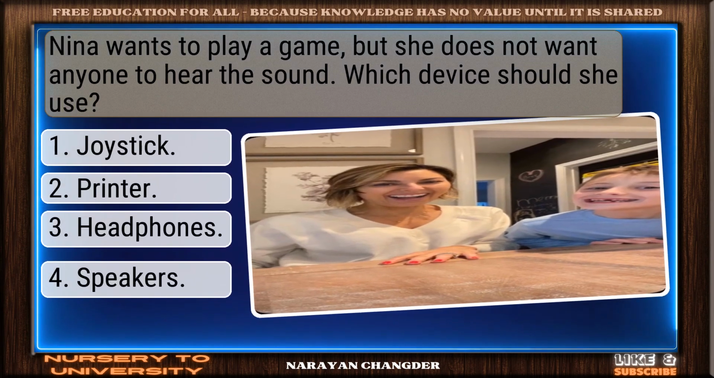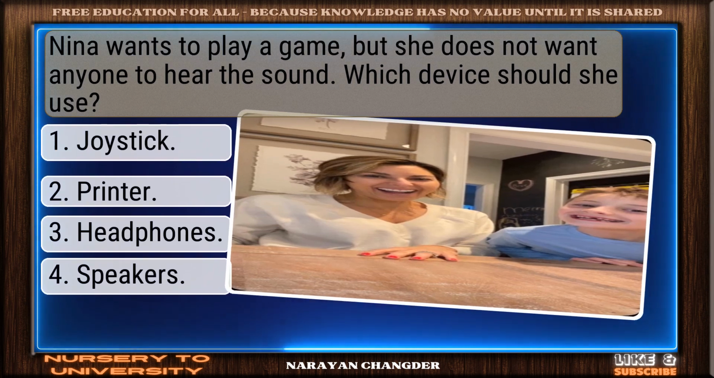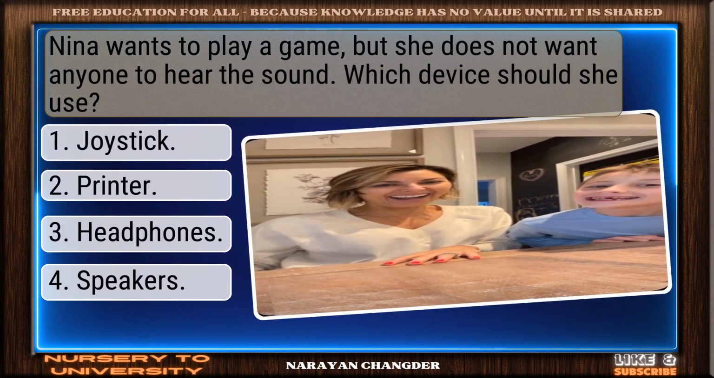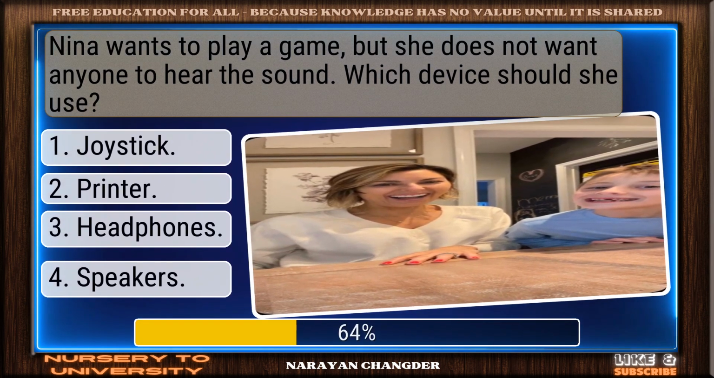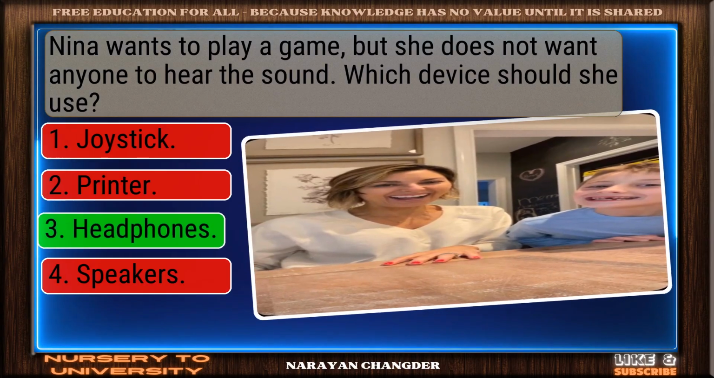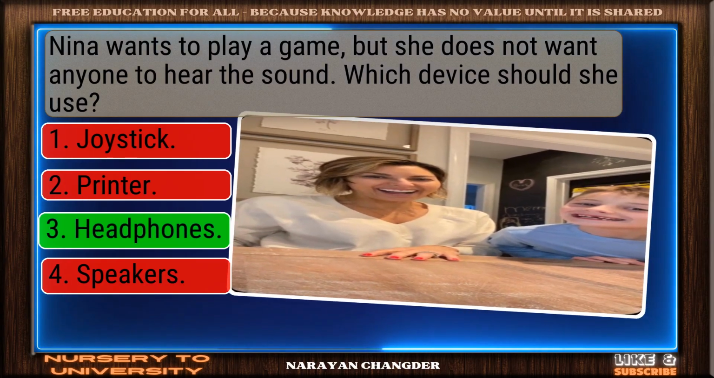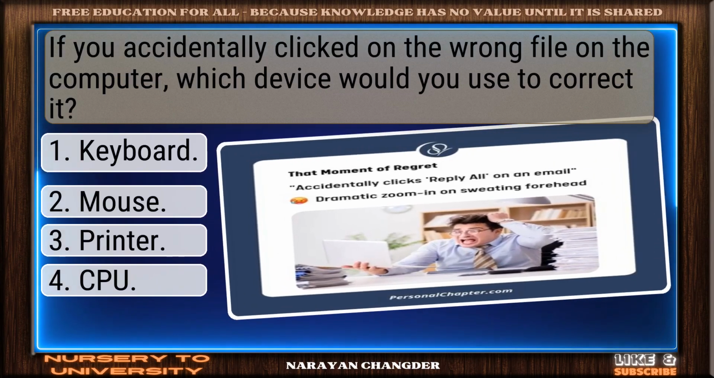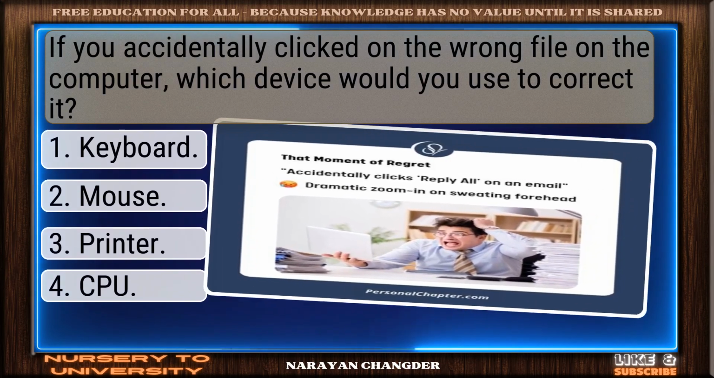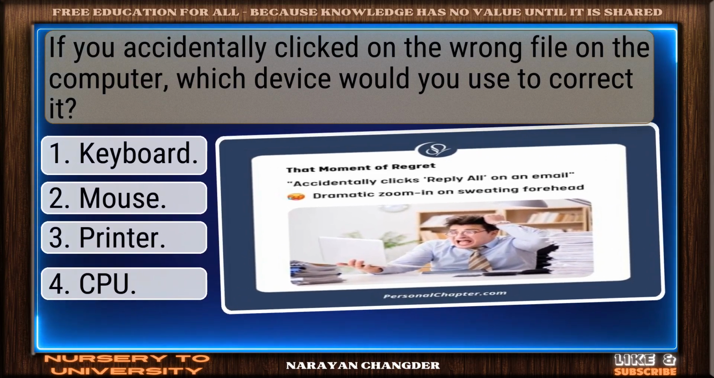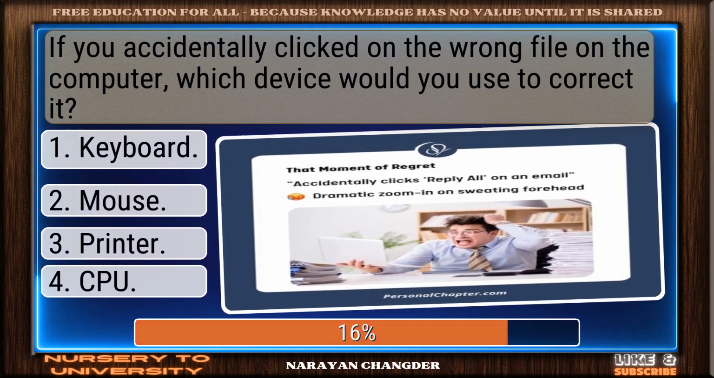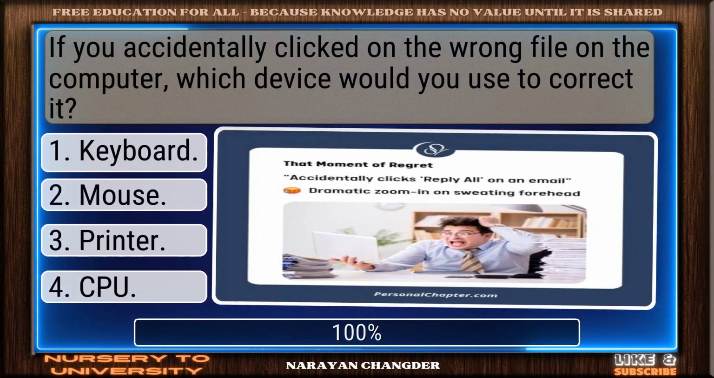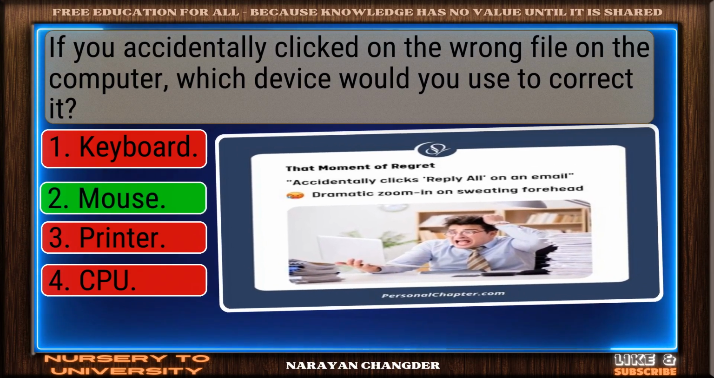Nina wants to play a game, but she does not want anyone to hear the sound. Which device should she use? You're right. Headphones is correct. If you accidentally clicked on the wrong file on the computer, which device would you use to correct it? Correct. Mouse is spot on.